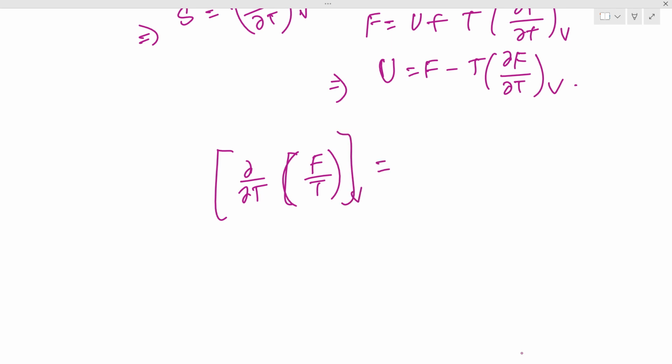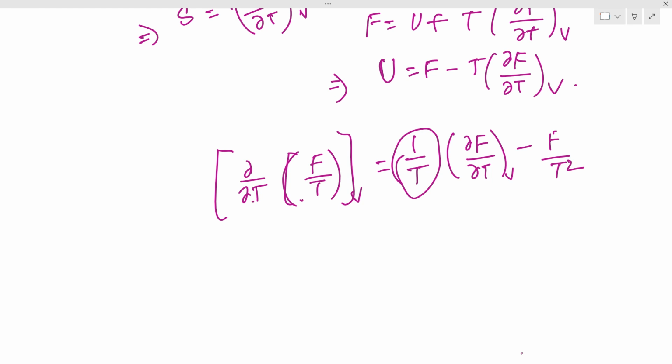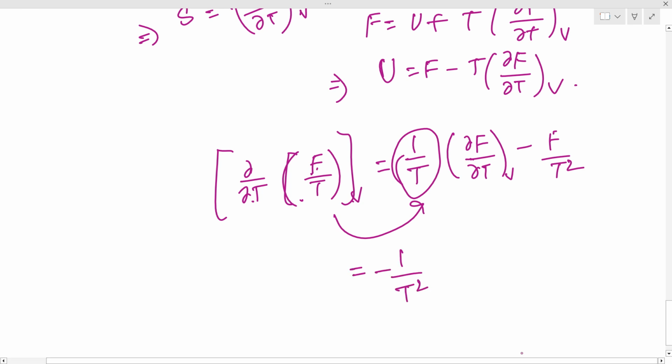It is 1 by T del F by del T at constant volume minus F by T square. It's just the derivative here. I didn't do anything else. First I took the derivative of F, and then the derivative of 1 by T. So I can write it as minus 1 by T square common.